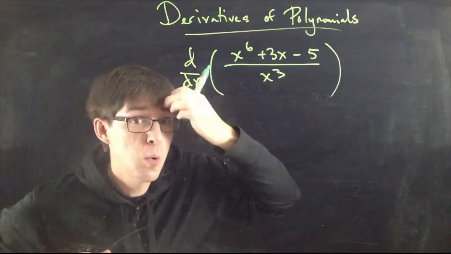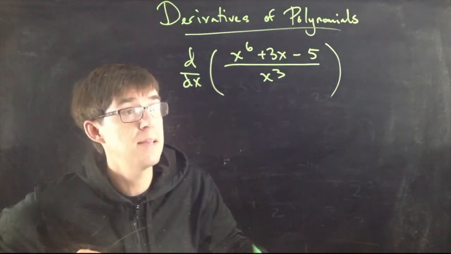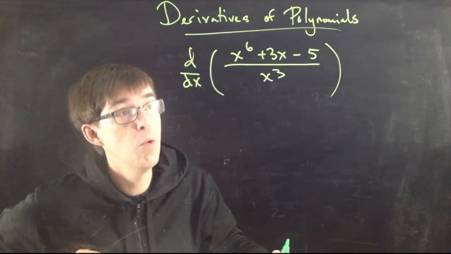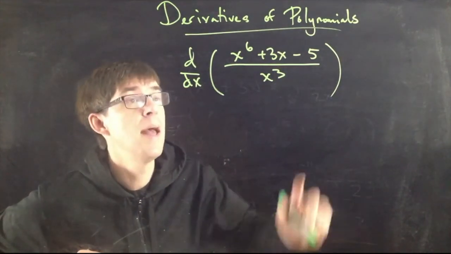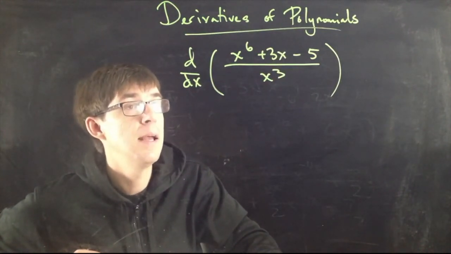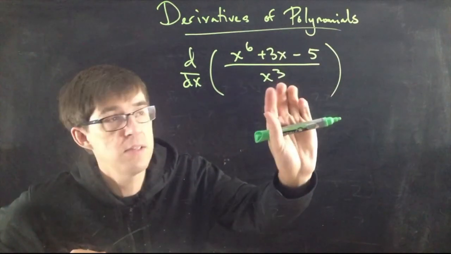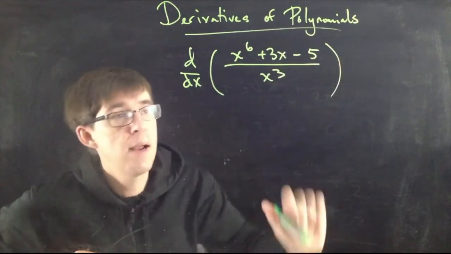When you have a big quotient like this, a big fraction, there is a special rule for dealing with that as a fraction. It's called the quotient rule, but we're not going to talk about that just yet. Actually, this one you can handle by rewriting everything in terms of powers of x. And the strategy here, again, if you have a power of x in the bottom, move that up and write it as a negative exponent.